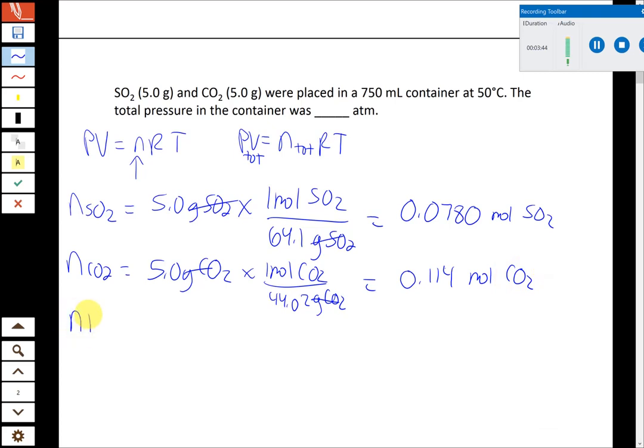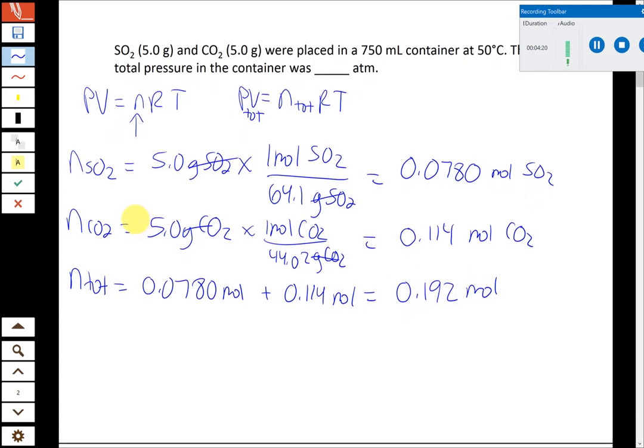And then the total number of moles is just going to be those two numbers added together. So that's how many moles of SO2 we have, and this is how many moles of CO2 we have that we just found. When we add those together, we get 0.192, carrying one extra significant figure for now, just so we don't have too many rounding errors. So that's our total number of moles of gases. And again, for the ideal gas equation, it doesn't matter which gas this is, or even if it's a mixture of gases. If we know the total number of moles, we can find the total pressure.